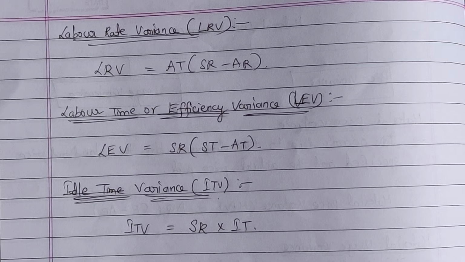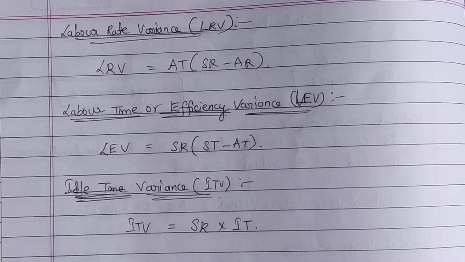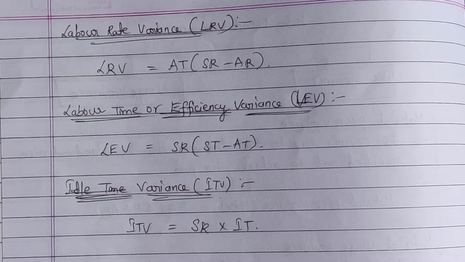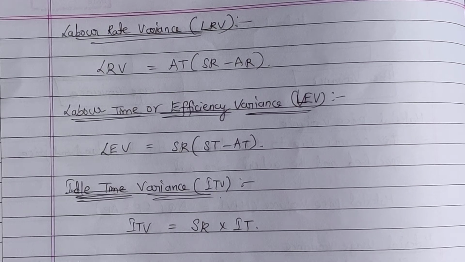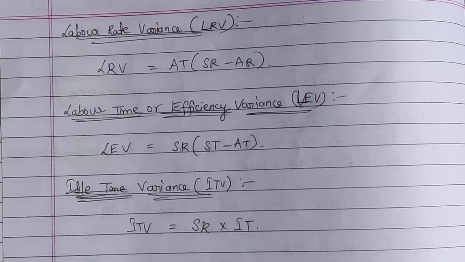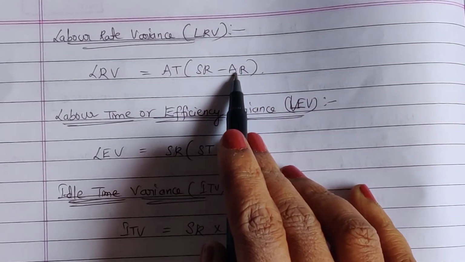Here we have many different reasons for an increase in the labor rate: excessive overtime, employment of the wrong type of labor, that means employing a skilled person in place of an unskilled one, overtime workers, and employment of labor at higher rates due to shortage of workers. Like that we have many reasons for this variance, and we use this formula to get the labor rate variance.